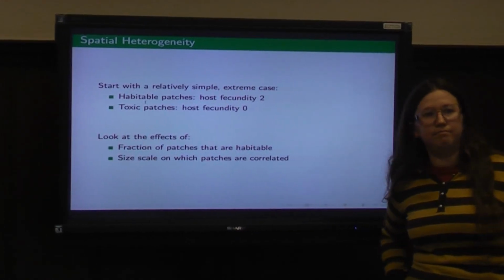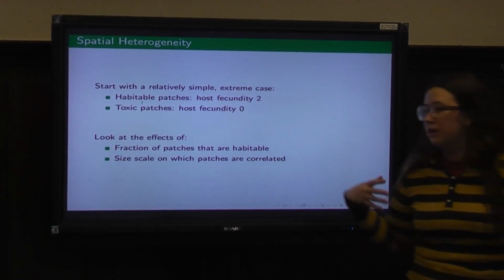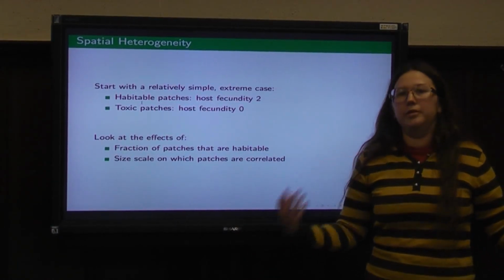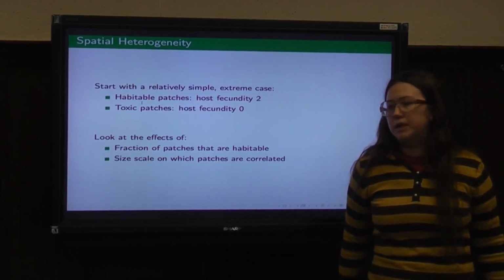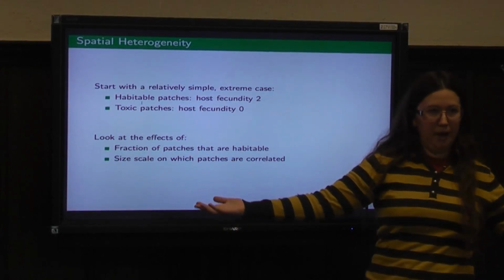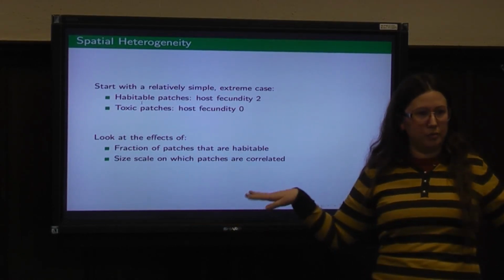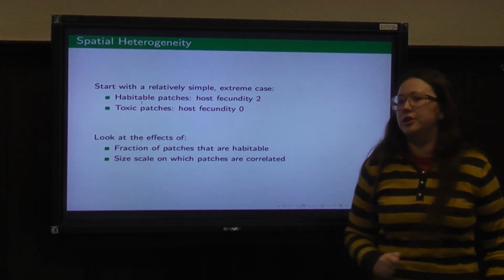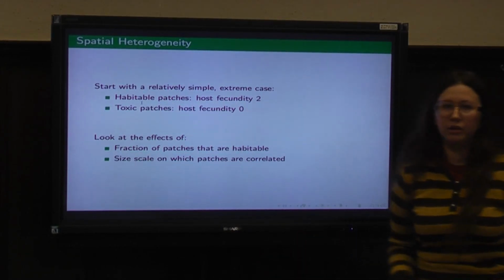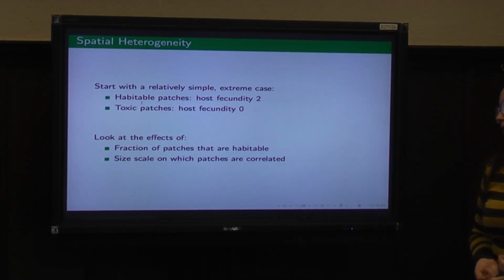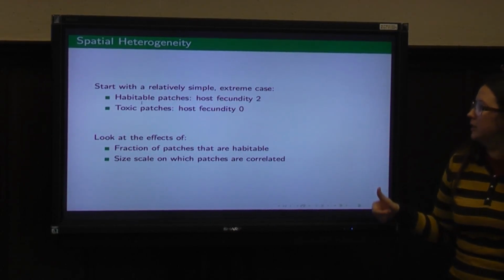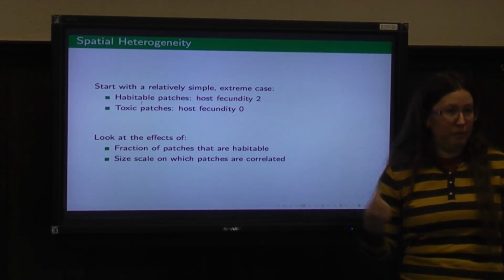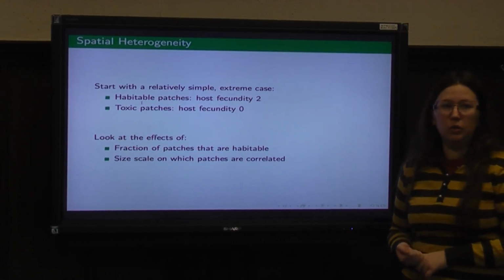Just to start with a relatively simple extreme case, we've so far been experimenting a little bit with basically just having good patches and bad patches. In the bad patches, you don't get to reproduce if you're a host. In the good patches, you get to have 2 offspring if you're a host. And within this framework, we're going to play around a little bit with what fraction of patches are habitable.